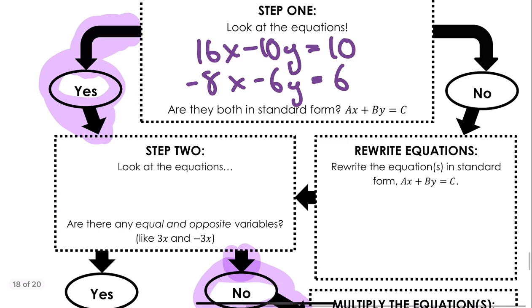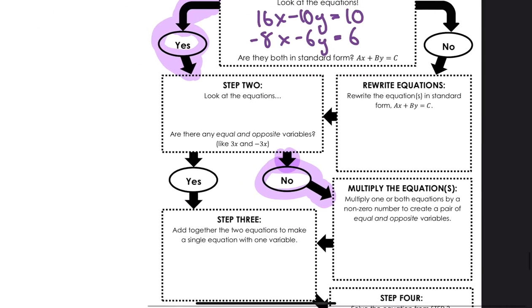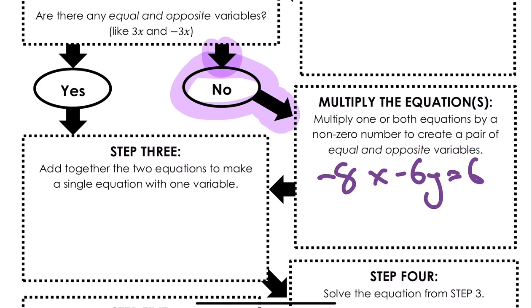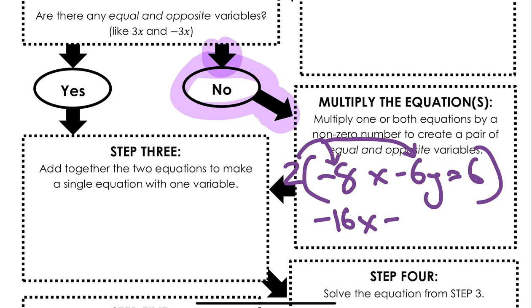So we are going to take the bottom equation, and we're going to write that in this box right here. So we had negative 8x minus 6y equals 6. To change that into what we want, we're going to multiply this entire equation by 2. So we want 2 times negative 8, that's going to be negative 16x. 2 times our negative 6 will be negative 12y. And 2 times 6, that's just 12. So we have a new equation now. This is our new bottom equation. So that'll take us over to step 3.